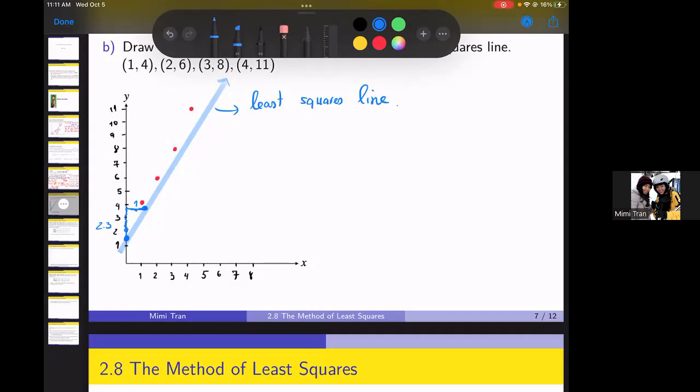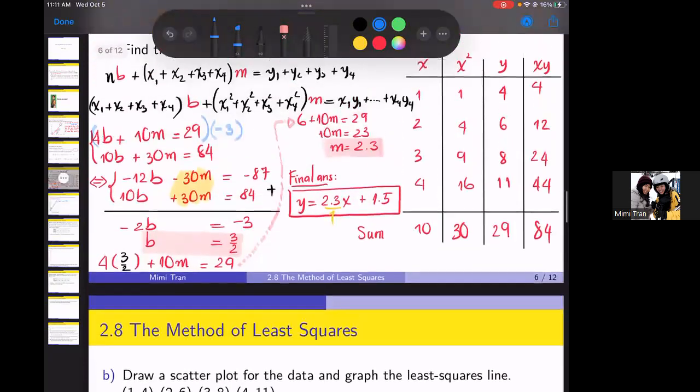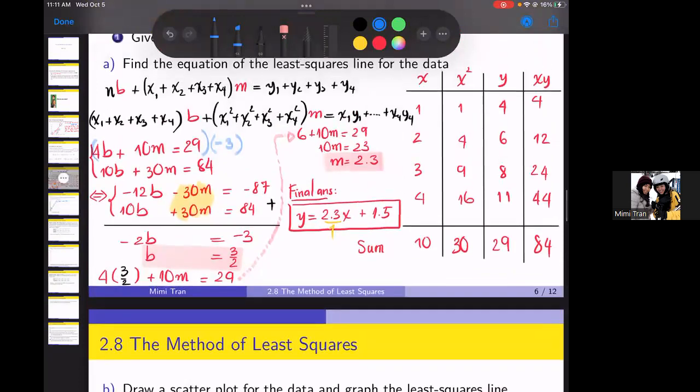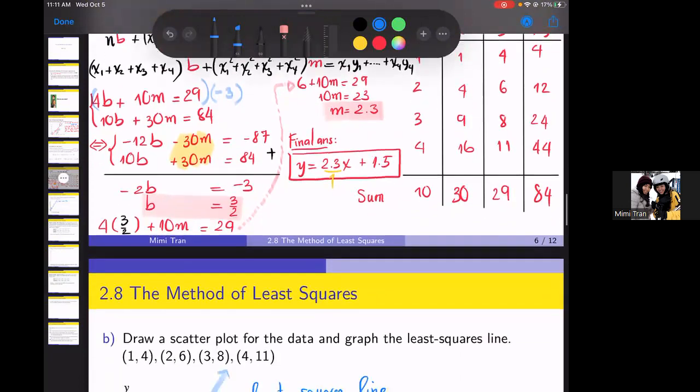Let's check. I'm gonna show you how to solve your system of equations on your graphing calculator. Of course, you have to show me work on the exam, right? But you can check the answer. But before that, let me show you the decimals.